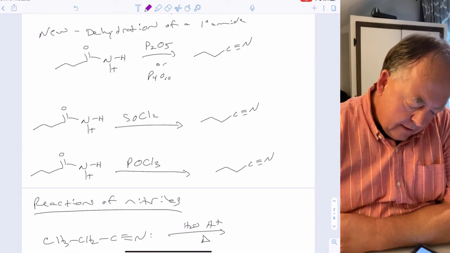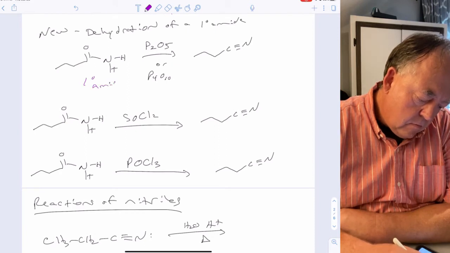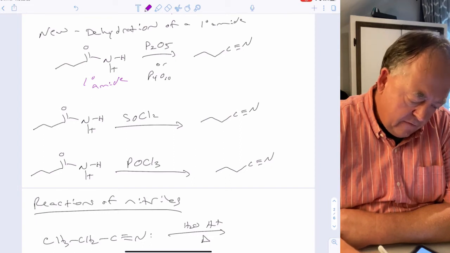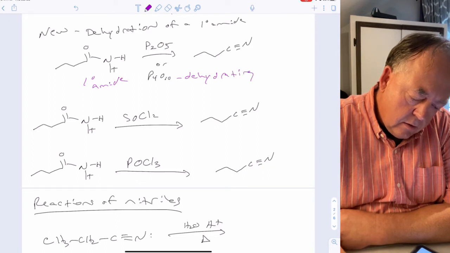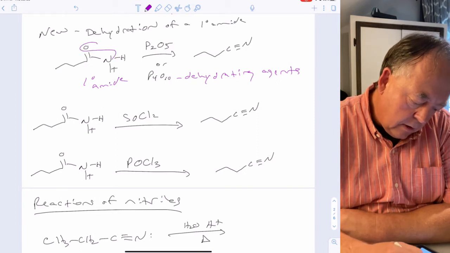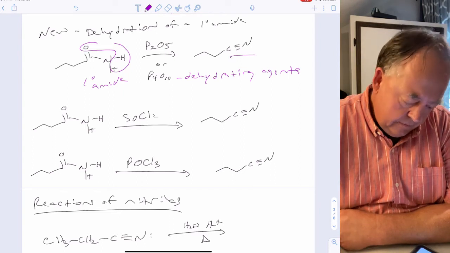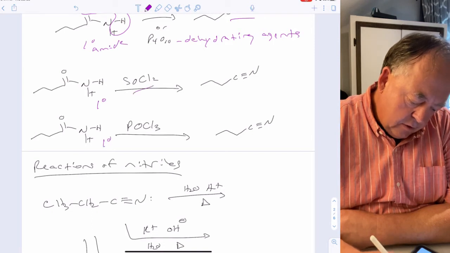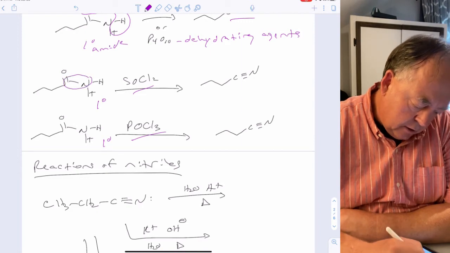We're not going to go through their mechanisms. If you take a primary amide, so the nitrogen has to have 2 hydrogens attached, and you react it with P2O5 or P4O10, these are dehydrating agents. They'll make the molecule lose a water molecule, and you'll have a CN triple bond instead, so that'll make the nitrile. Or if you take a primary amide with SOCl2, thionyl chloride, or POCl3, that'll convert this into a nitrile.